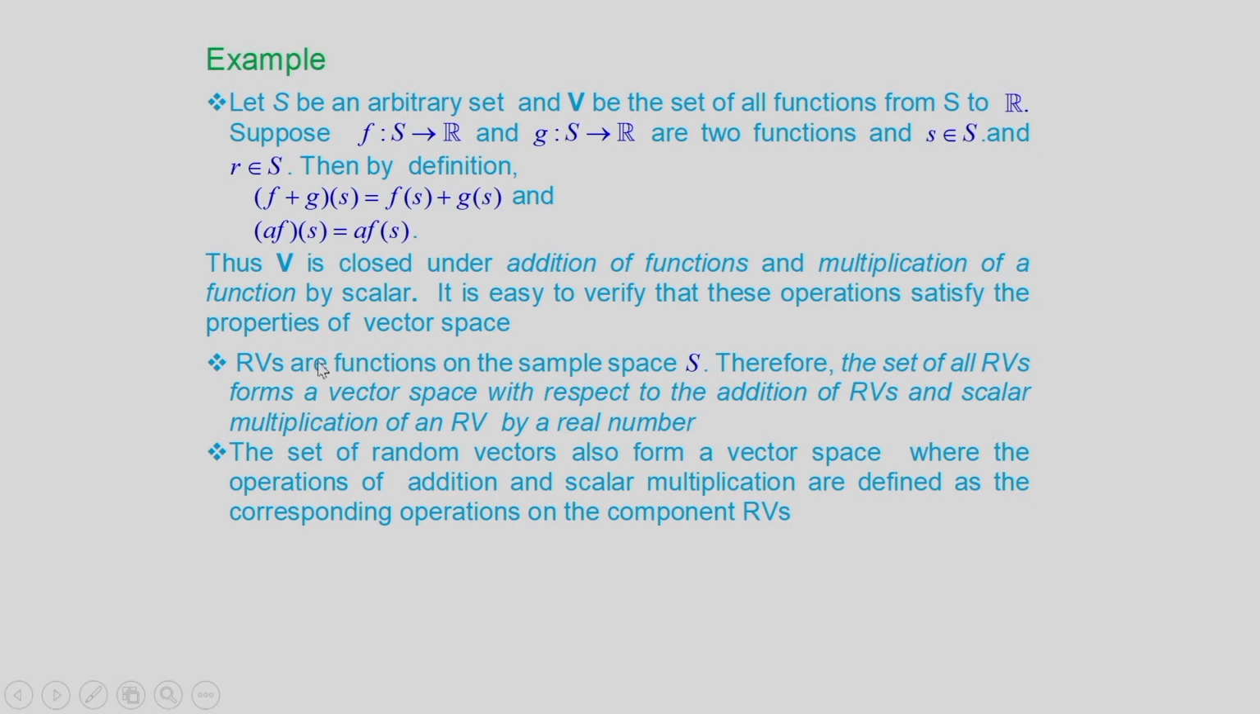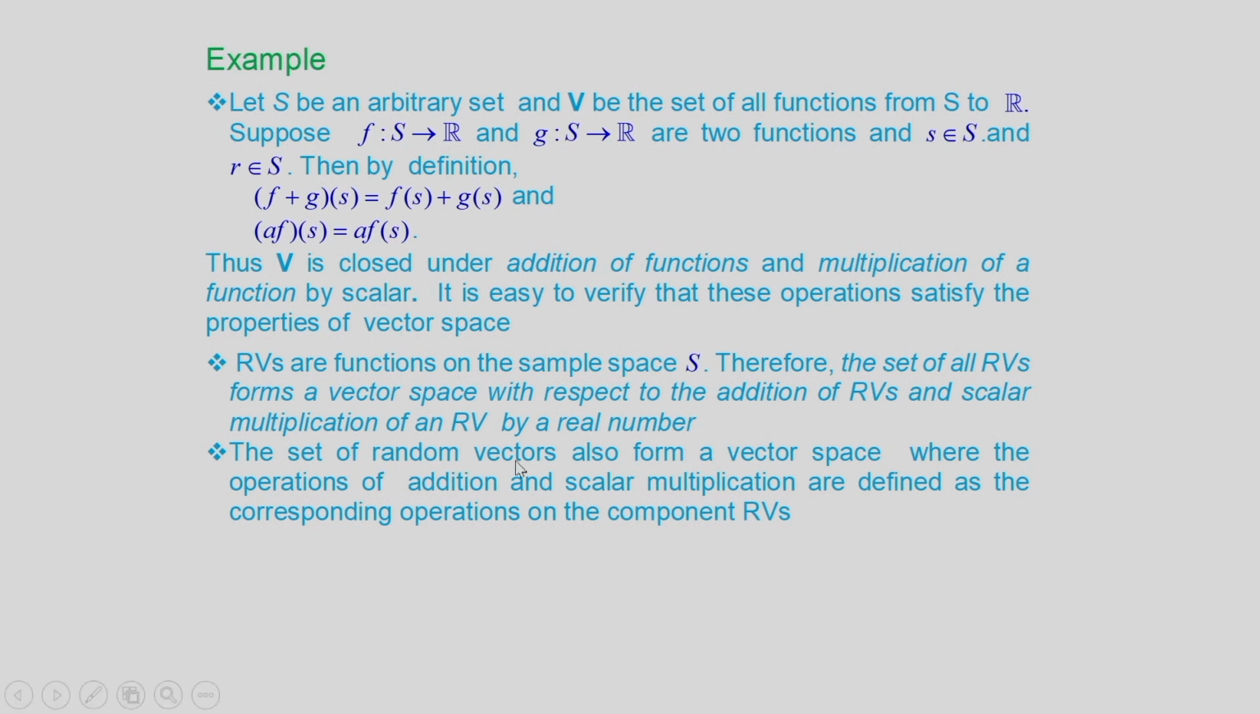Now, random variables are functions on the sample space S. Therefore, the set of all random variables forms a vector space with respect to addition of random variables and scalar multiplication of a random variable by a real number. So this is one important result. We say that random variables form a vector space with respect to the addition of random variables and scalar multiplication of a random variable by a real number.